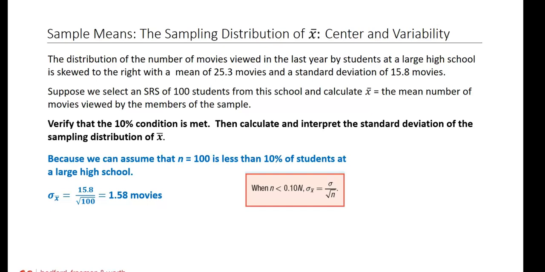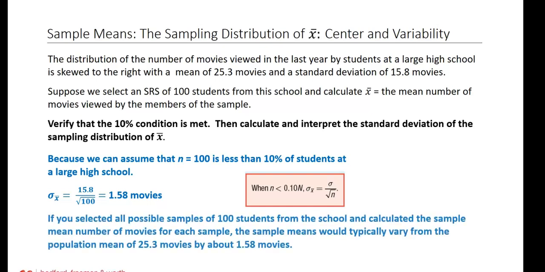If you took all possible samples of the same size, of size 100, from the same population here, the typical variation from the mean, in this case, because now we're talking about means, for the mean number of movies viewed last year by students in a large high school, is 1.58 movies. Typically vary from the population mean of 25.3. It's nice to say population mean.